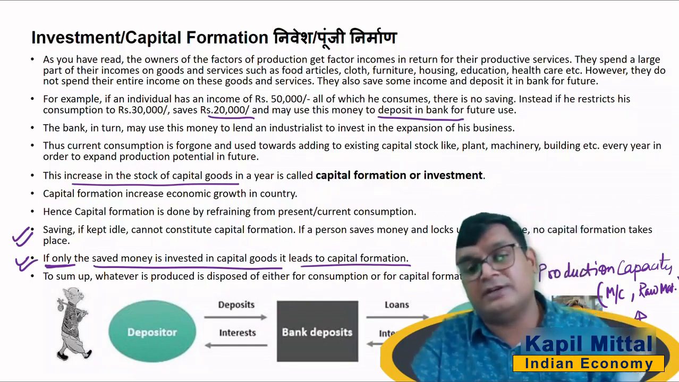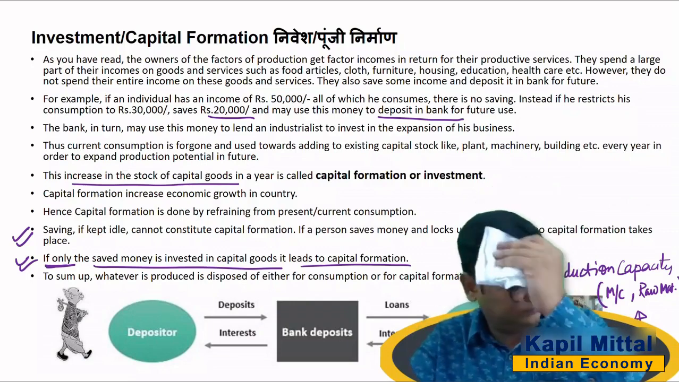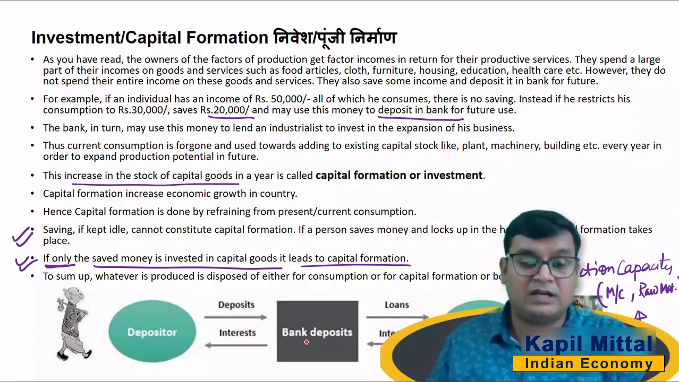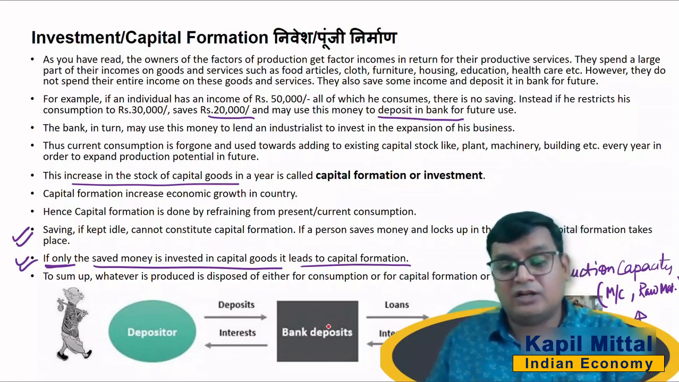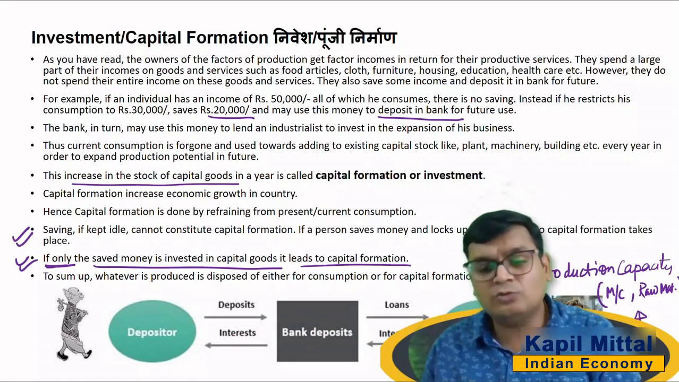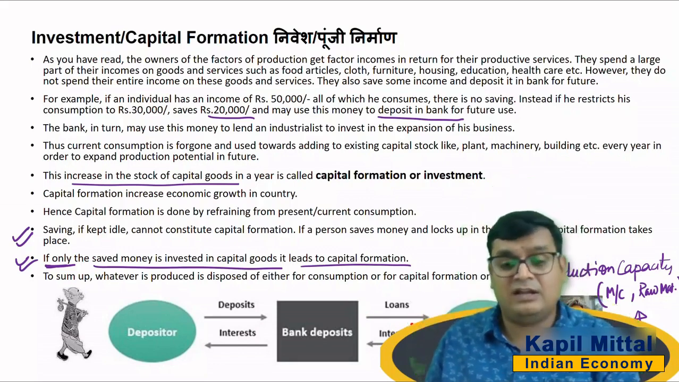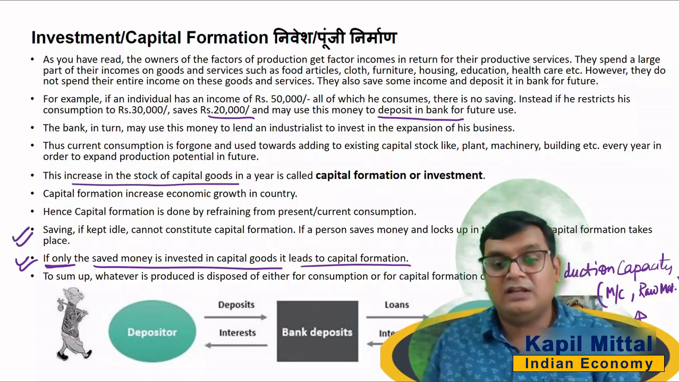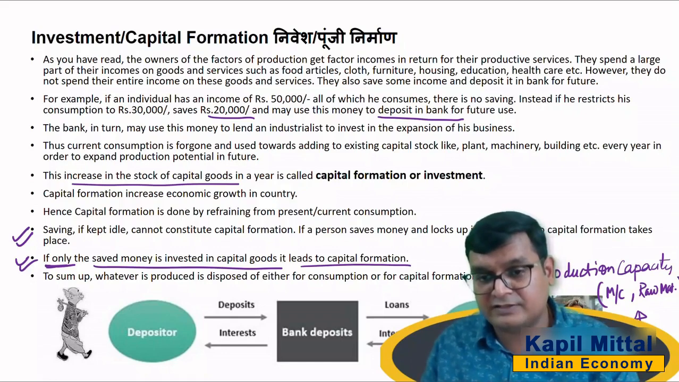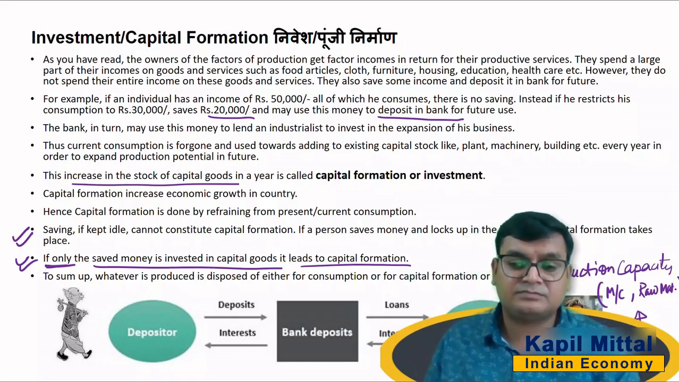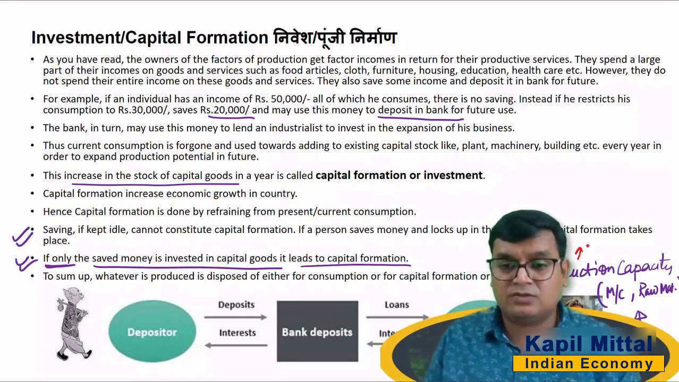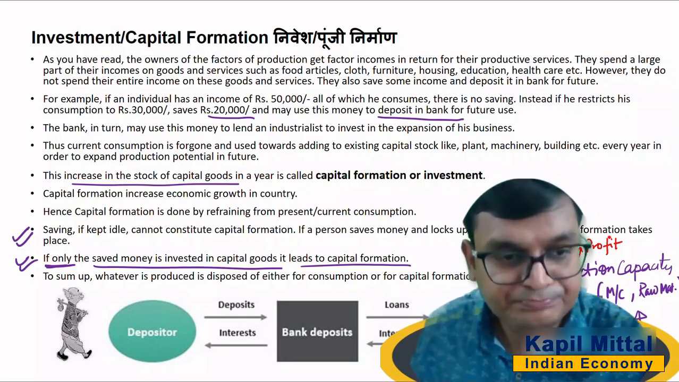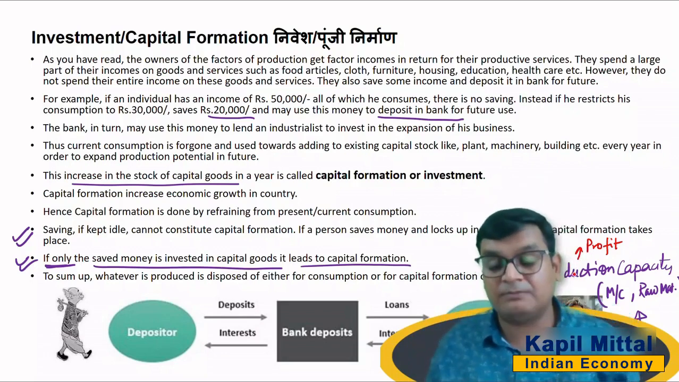Now we will understand what is investment or capital formation. We have learned this concept before. The depositor deposits his money into a bank account, and against that deposit he earns some interest. And how does the bank earn? The bank channelizes that money to the borrower, and from the borrower the bank earns a hefty interest for giving the loan. What will the borrower do with that money? He will invest it. If he is an industrialist, he will invest it in production activity, and from there he will earn some profits.